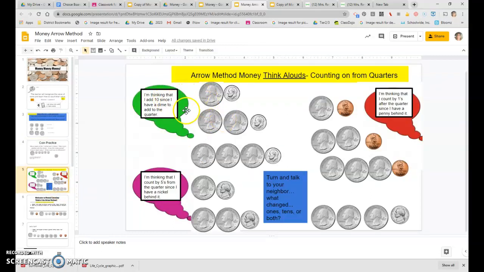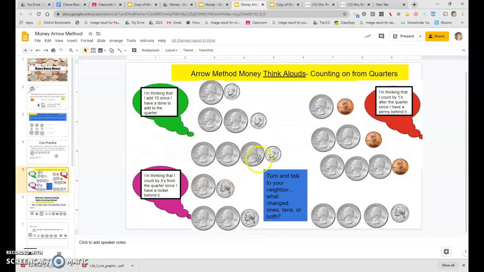Okay, so I'm going to take a peek at these think alouds. And it says, I'm thinking that I add 10 since I have a dime to add to the quarter. So I go 25, 35. Okay, if I have 2 quarters, it's 25, 50, 10 more is 60. I just count on. Move on to the next one. 3 quarters, 25, 50, 75. Now I'm going to count my 10 more. 85.